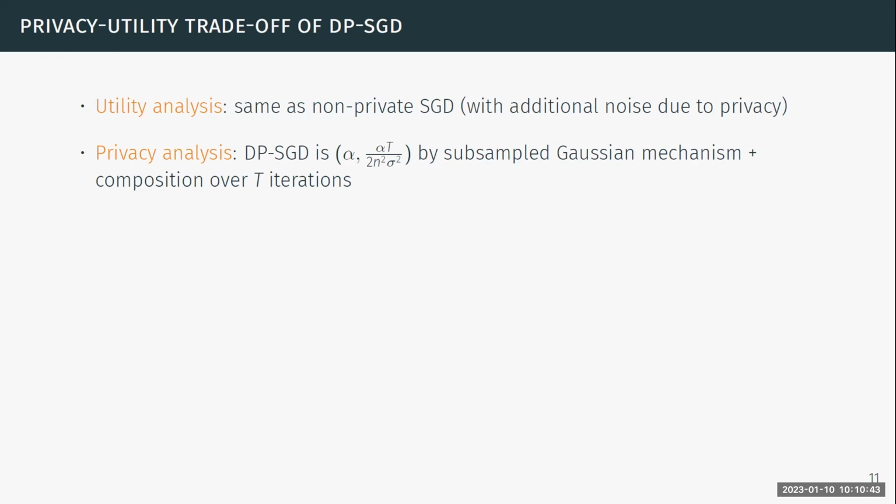And there is a factor T here, which is the number of iterations. This is because each time we do an iteration, we have to compute something of the data. And so we have to pay this composition, right? So it adds up. And so in the end, you get a factor T.